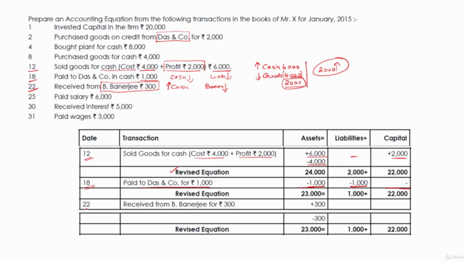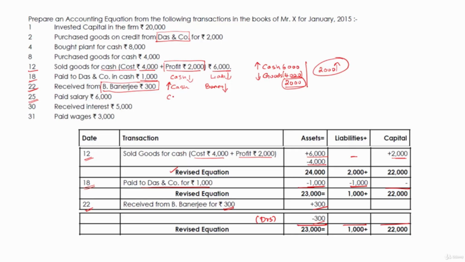Okay, so look at here, on 22nd, received from Banerjee 300. So it means cash will increase by 300 and debtors, assuming this is debtors, will decrease by 300. So the revised equation will remain the same, that is 23,000 plus 300 minus 300, that is the asset, and liabilities is 1,000 and capital is 22,000. No changes.